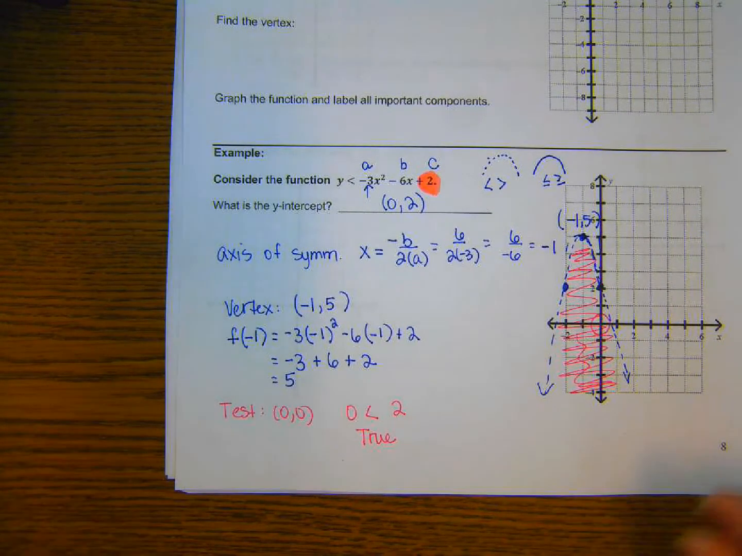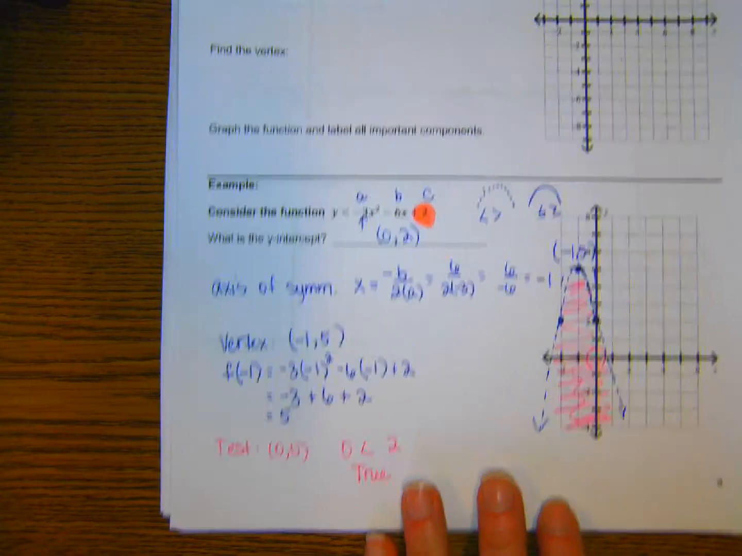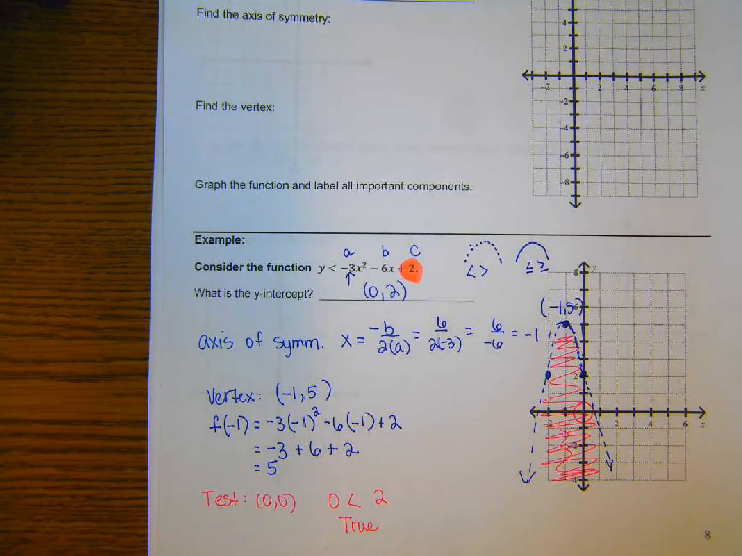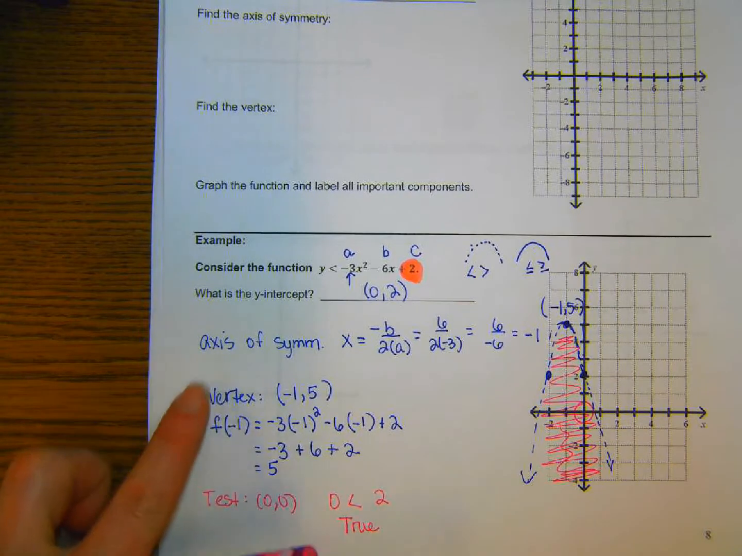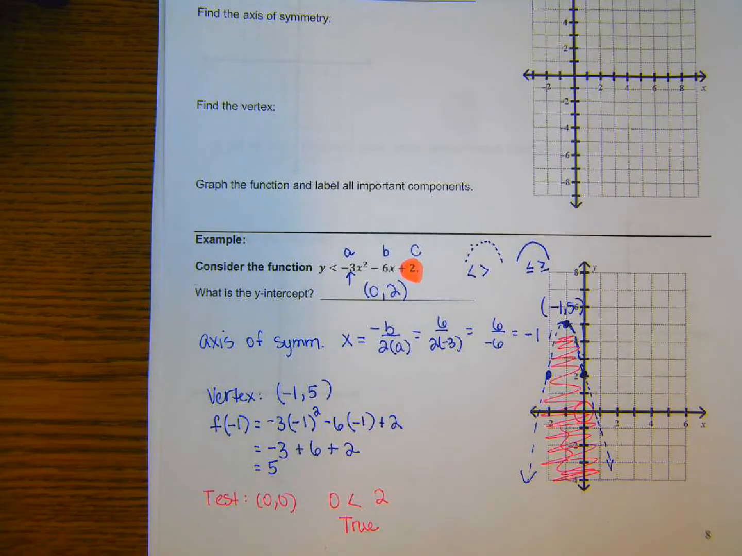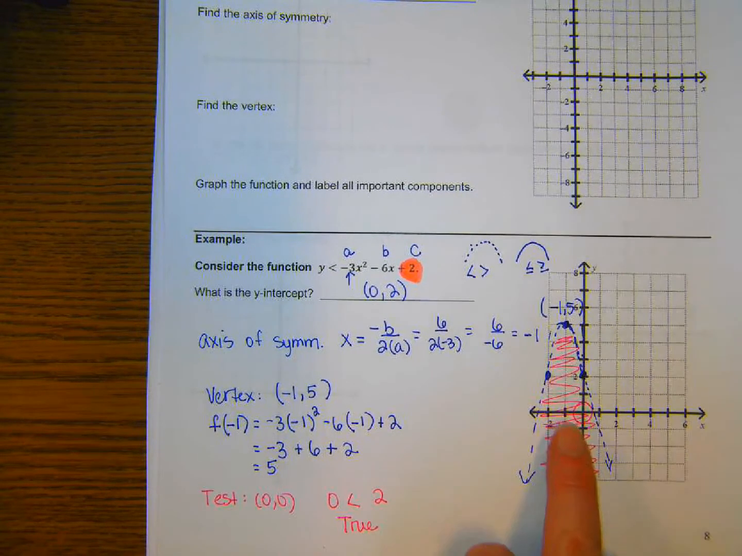So adding an inequality changes the graph. You still have to find the things that we found above, but it just adds that extra piece of making it solid or dashed and shaded.